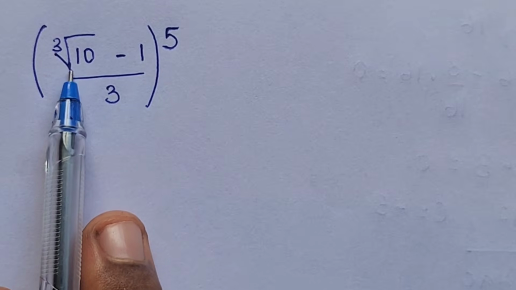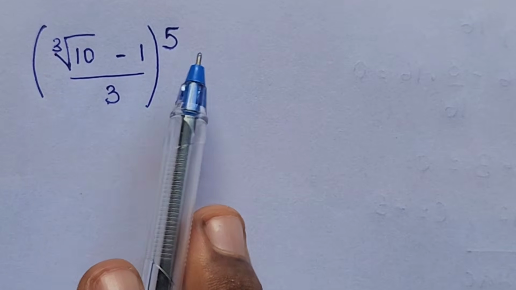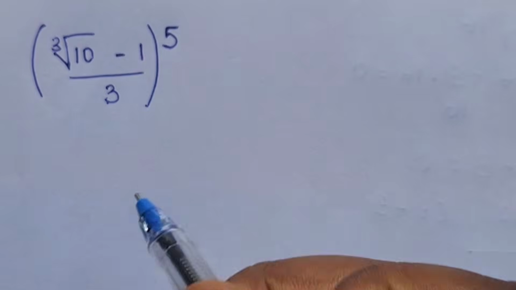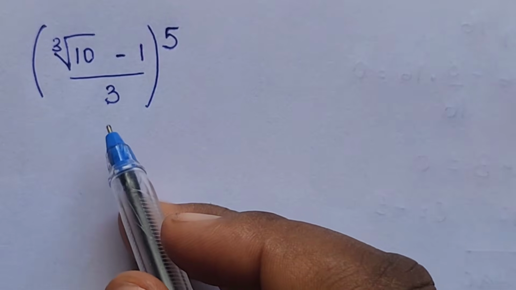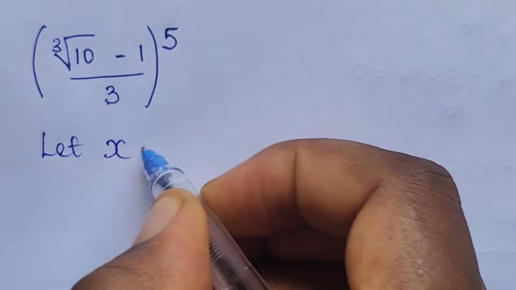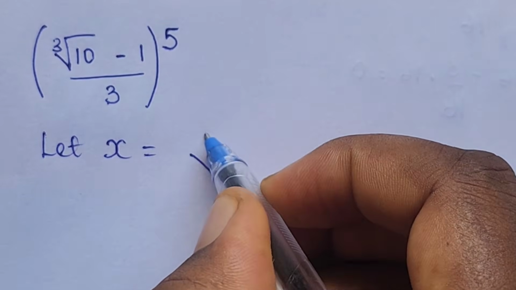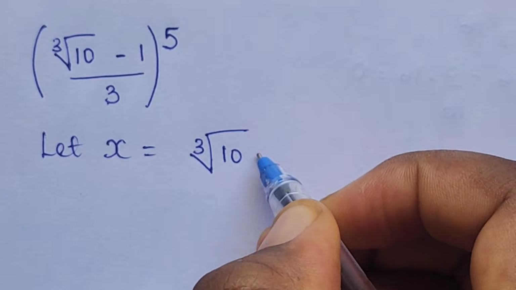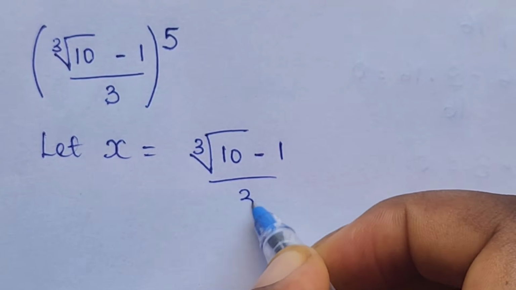So we have the cube root of 10 minus 1 over 3, all to the power of 5. And we want to resolve this. Now let x be equal to the cube root of 10 minus 1 over 3.